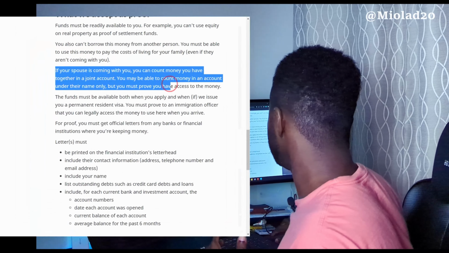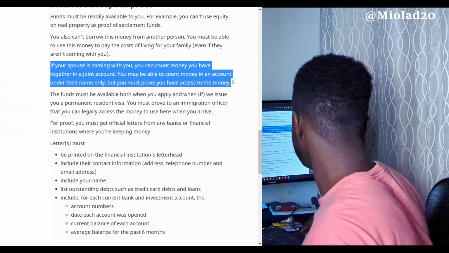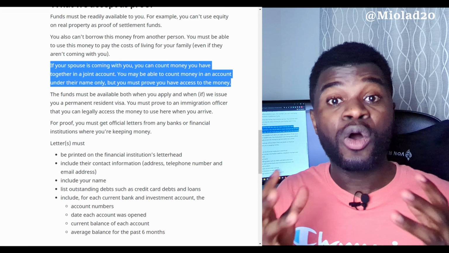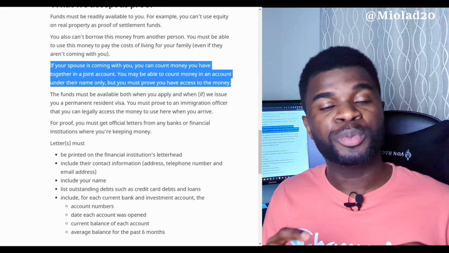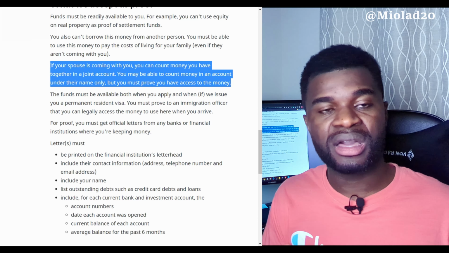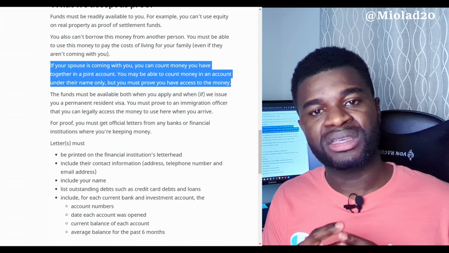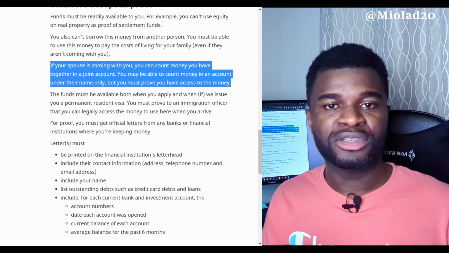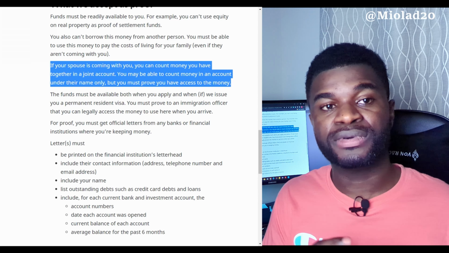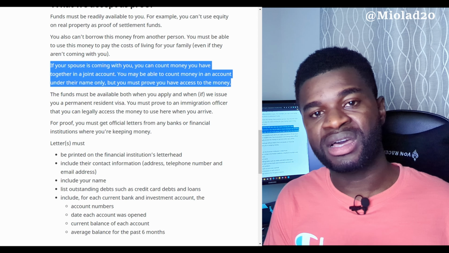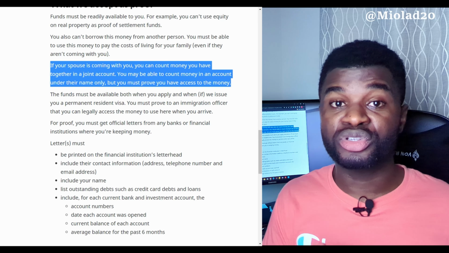Another thing is that if you have a spouse that is coming with you, you can actually put the money together in the same account or even in separate accounts. When you put the money in separate accounts, your spouse must give you a letter telling the immigration officer that you would have access to those funds for settling in Canada. I will put an example of this letter at the end of this video, so make sure you watch till the end.